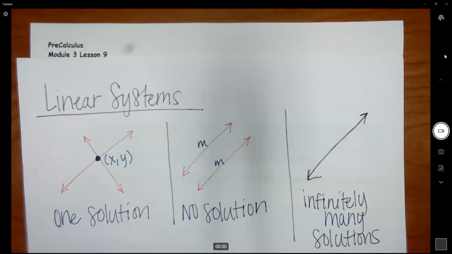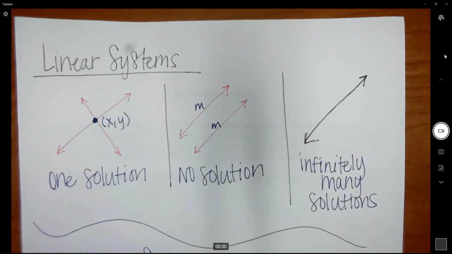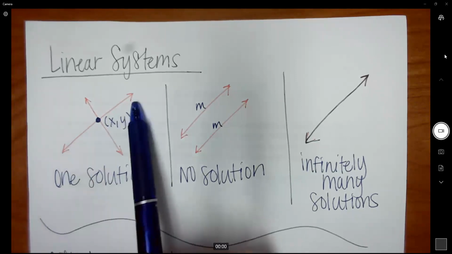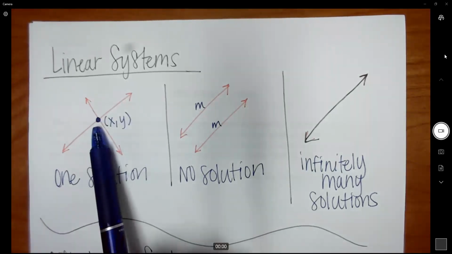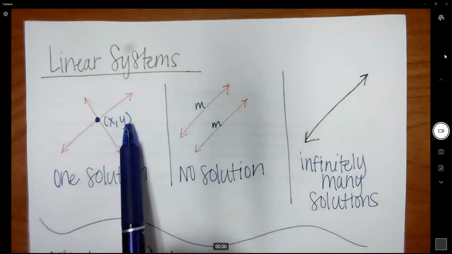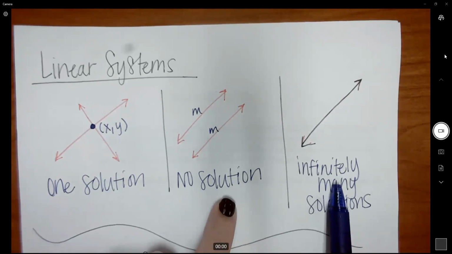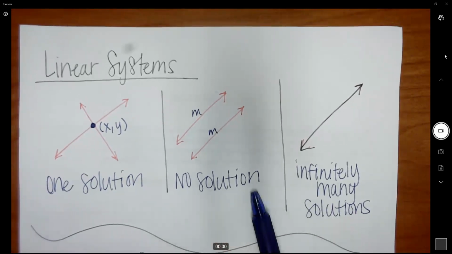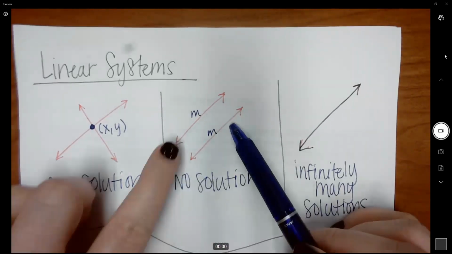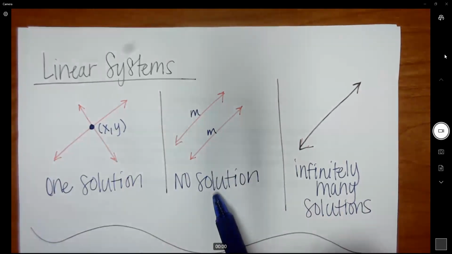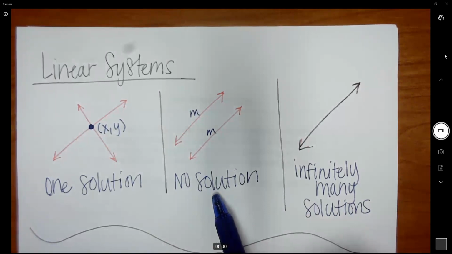Here is a demonstration of the 3 things that can happen with linear systems. Linear systems are 2 lines. More times than not, this is the most common thing that's going to happen: you're going to have one solution. These 2 lines are going to cross somewhere at one point, x comma y, and that is the one solution of your system. These were the 2 special cases. You have no solution where you have 2 parallel lines because their slopes are the same. Because they will never cross, they will never touch, you have no solutions.